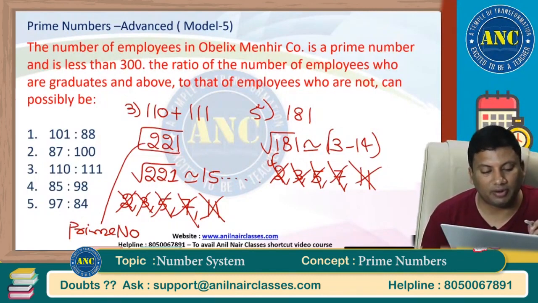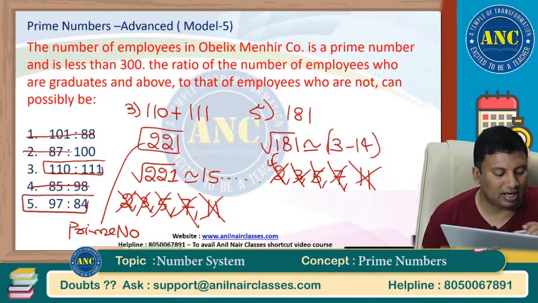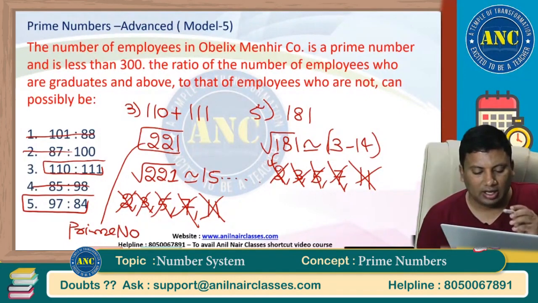The ratio of the number of employees who are graduates and above to that of employees who are not can possibly be. Possibly means it has to be a prime number. These are not prime numbers. 110 plus 111 is nothing but 221. 221 also we got as a prime number. 97 and 84 gives 181. So 181, it is K.